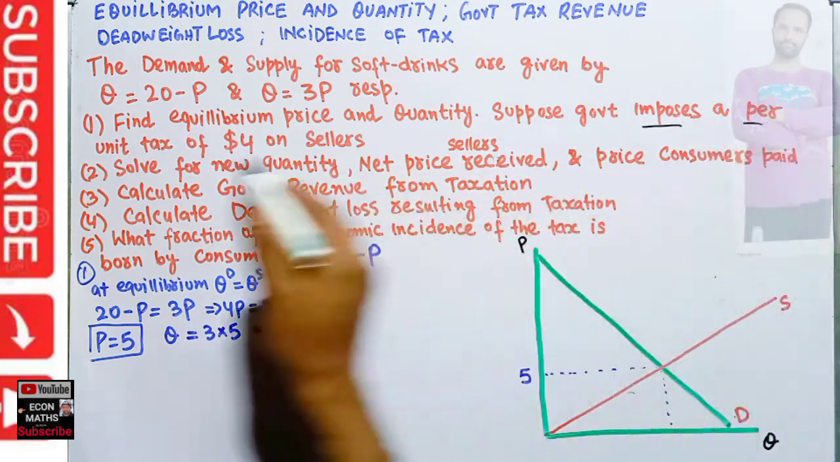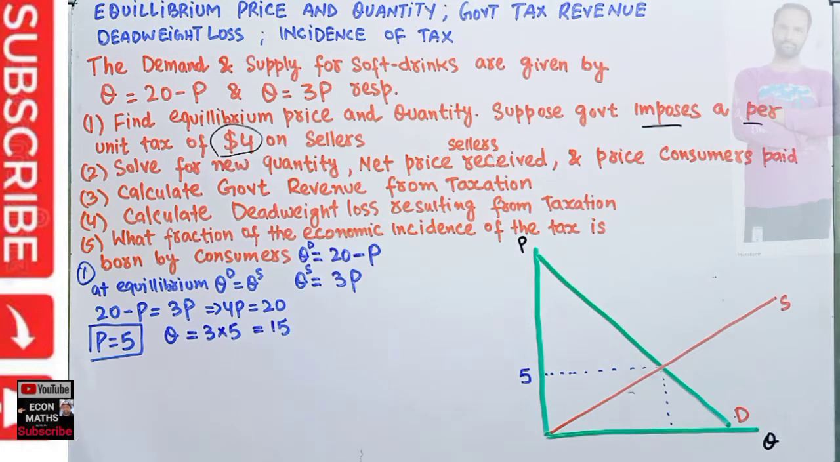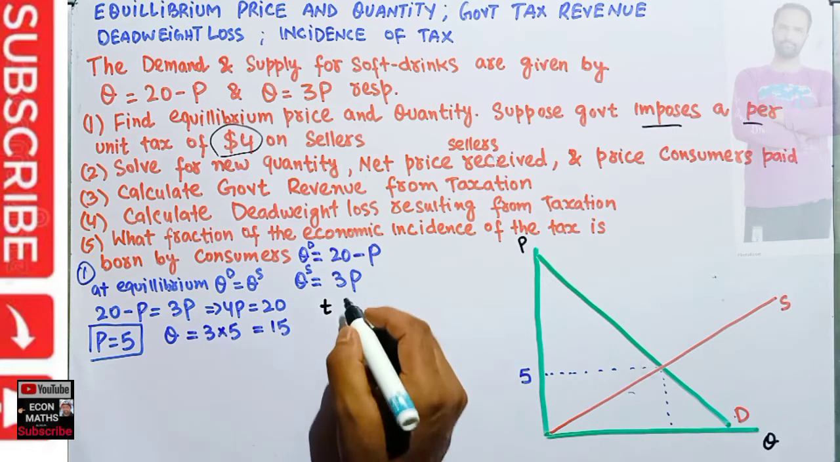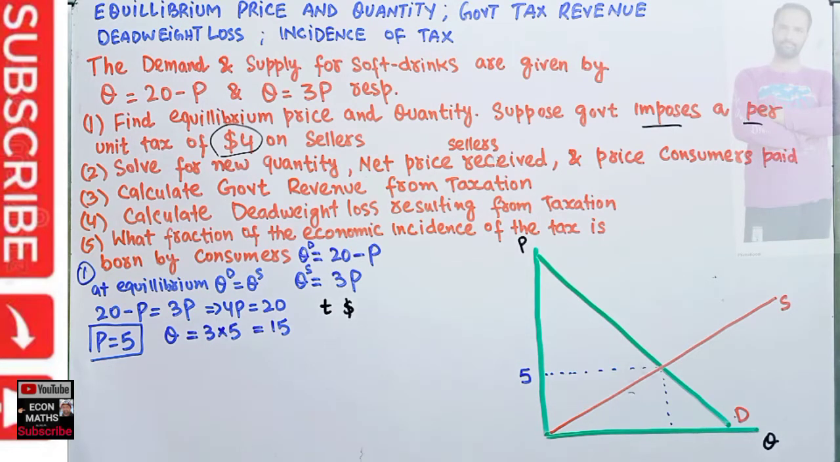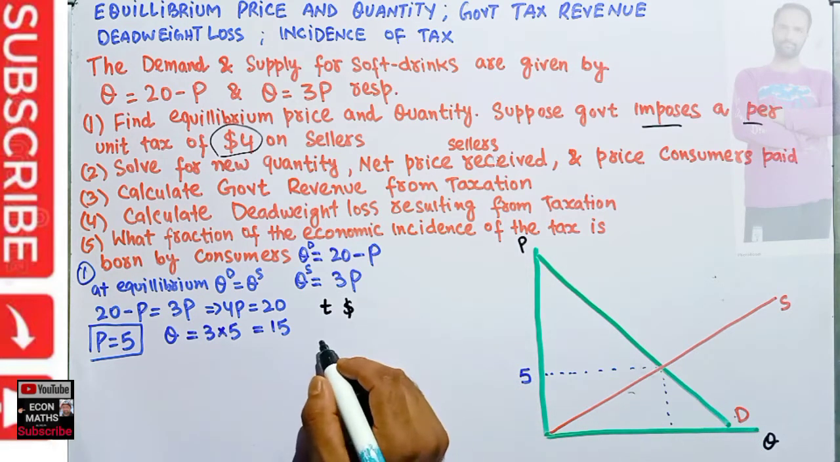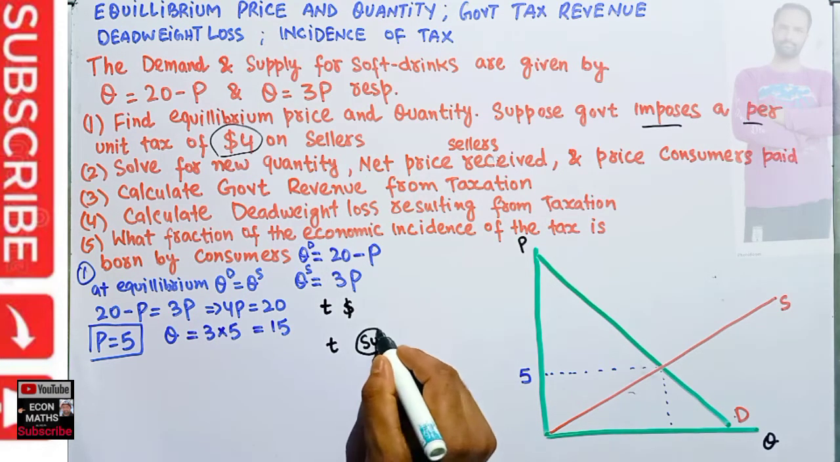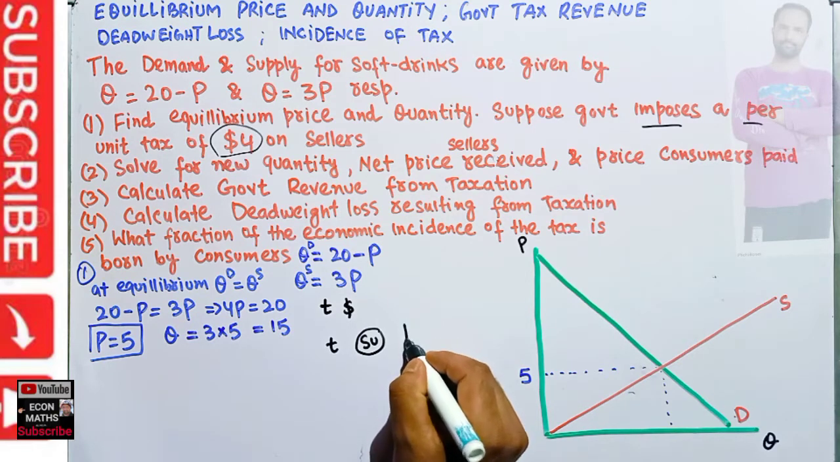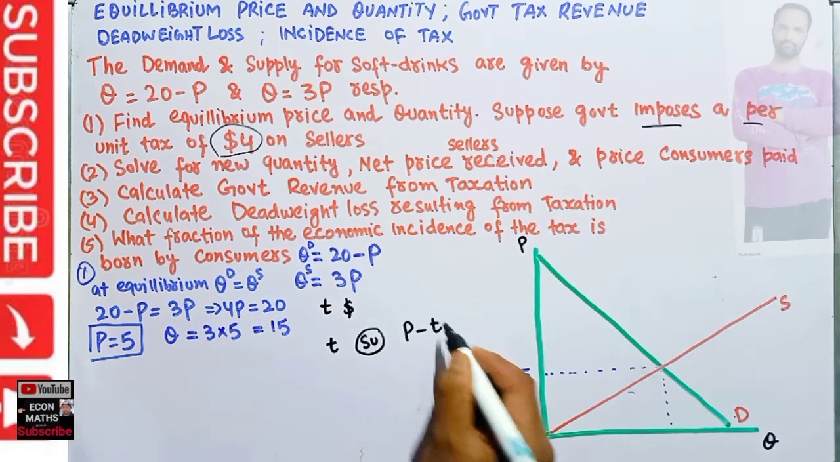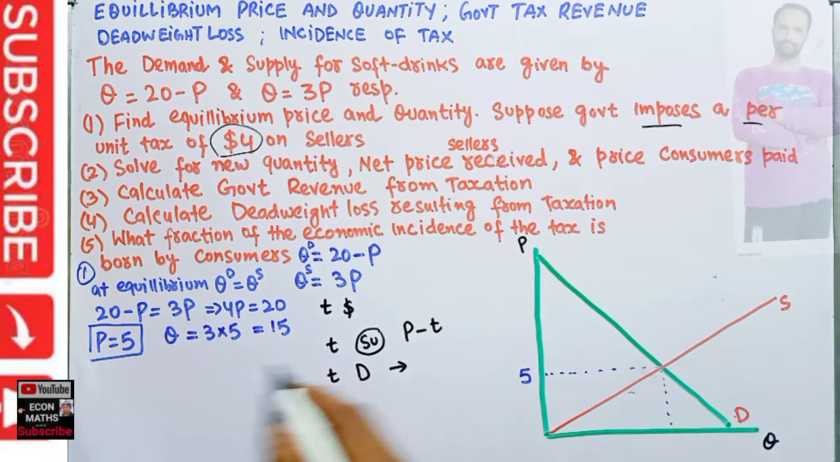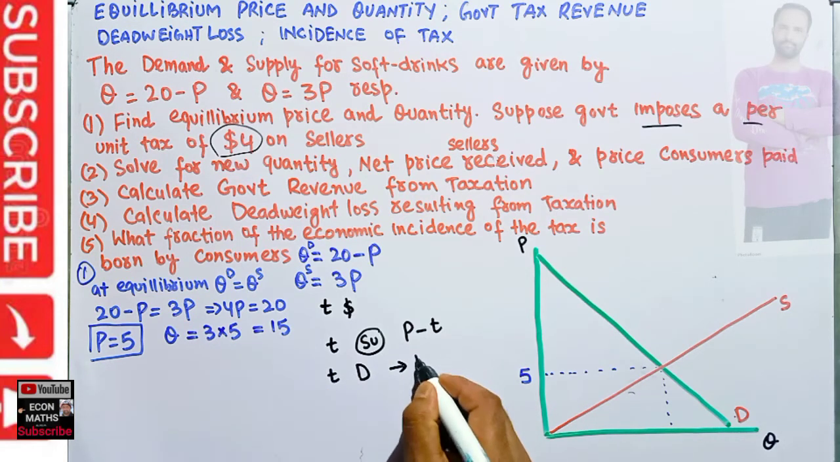Now we are being told that the government imposes a per unit tax of $4 on sellers. So when the government imposes a per unit tax of $4 on sellers, then our supply function will change. You have to remember, if the tax is imposed on the supply function, then the new price will become P minus the tax rate. If the tax is imposed on demand, then the new price will become P plus the per unit tax rate.